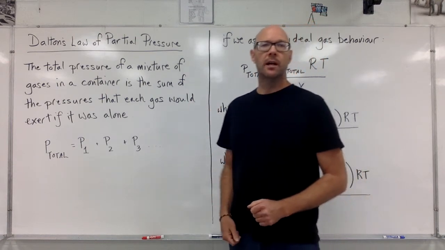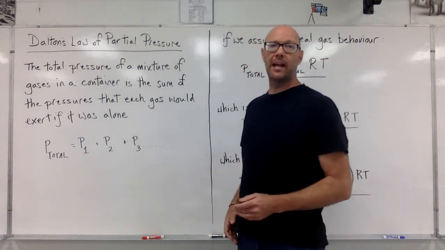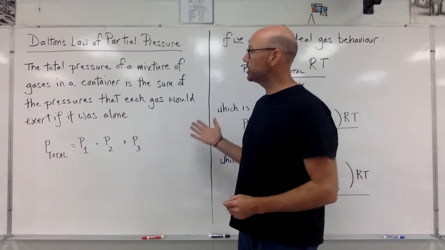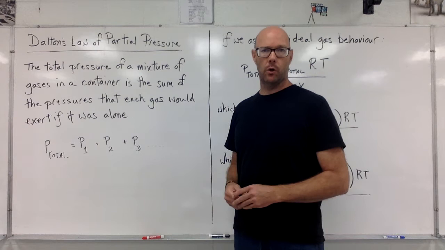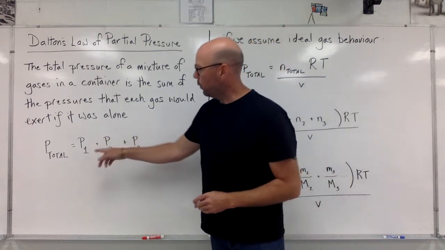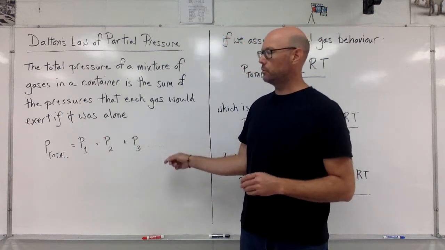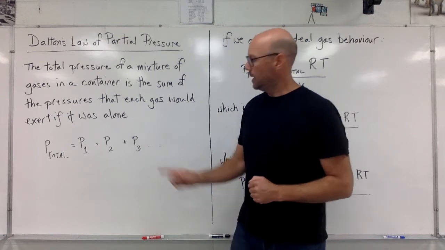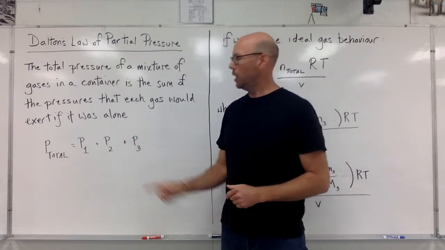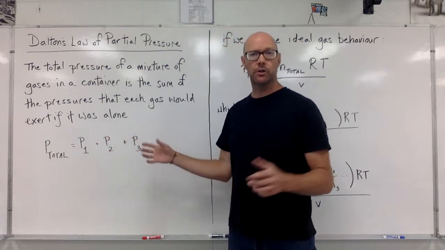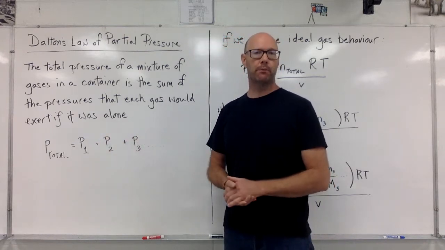Dalton's Law says that the total pressure of a mixture of gases in a container is the sum of the pressures that each gas would exert if it was alone. It's P1 plus P2 plus P3 equals the total pressure. These individual pressures are the partial pressures. We take the partial pressures and add them together to come up with the total pressure.